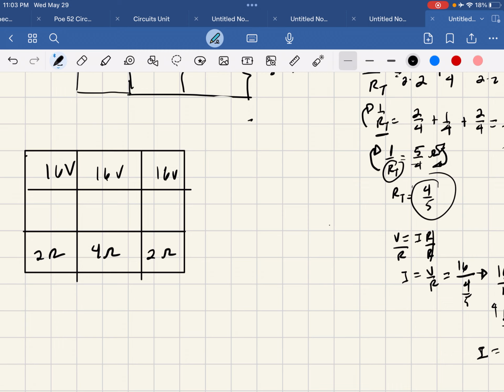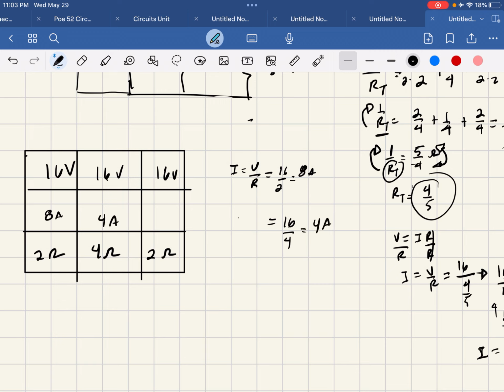I know that current is equal to voltage over resistance. So this is going to be 16 volts over 2, which equals 8 amps. So that's going to be for this one. And then we have the other one, 16 divided by 4, which is 4 amps.